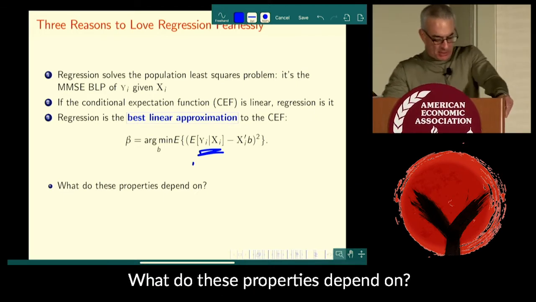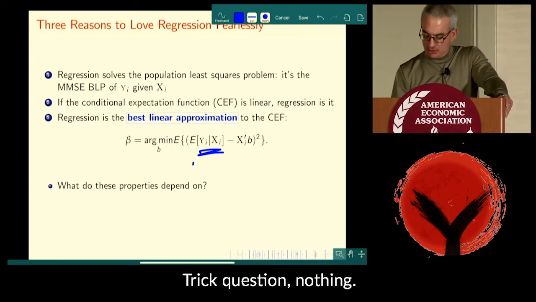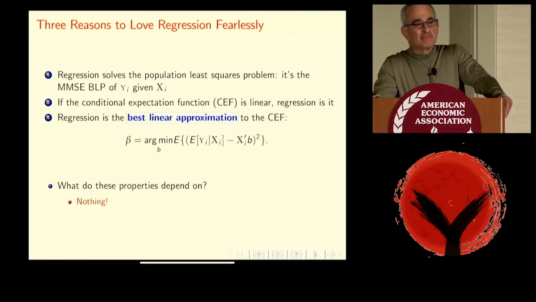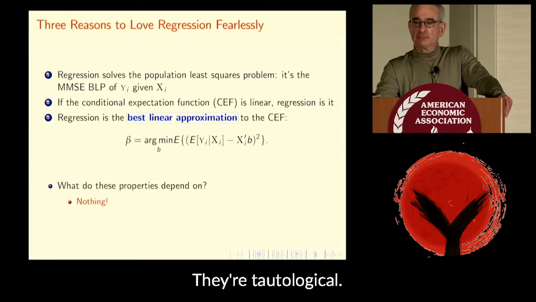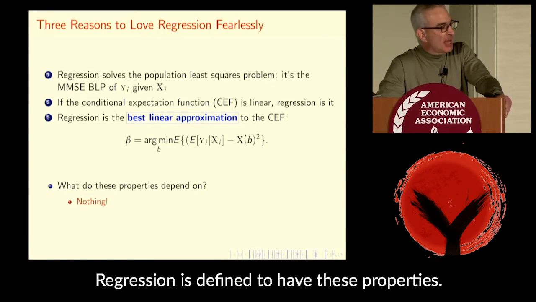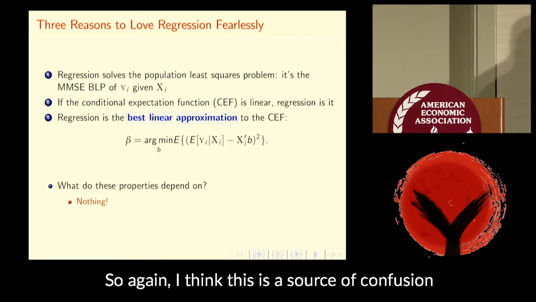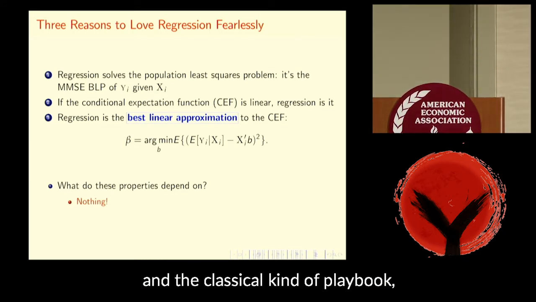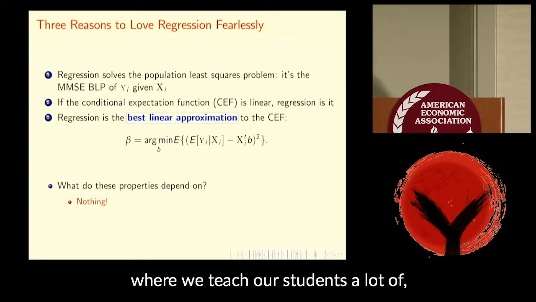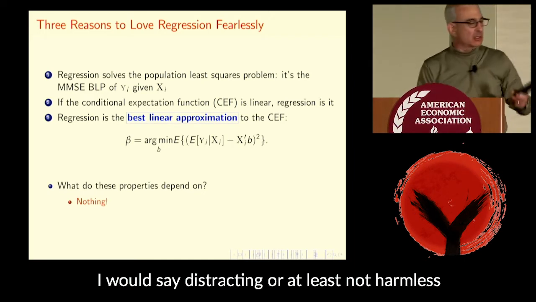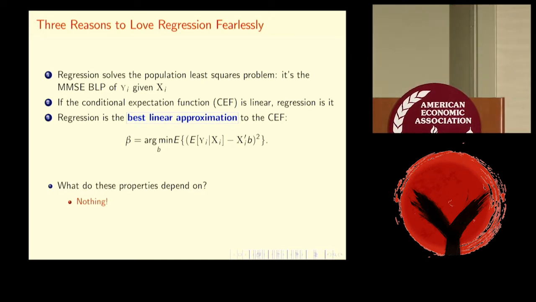What do these properties depend on? Trick question. Nothing. They're tautological. Regression is defined to have these properties. So this is, again, I think a source of confusion in the classical kind of playbook, where we teach our students a lot of, I would say, distracting or at least not harmless tools and ideas.